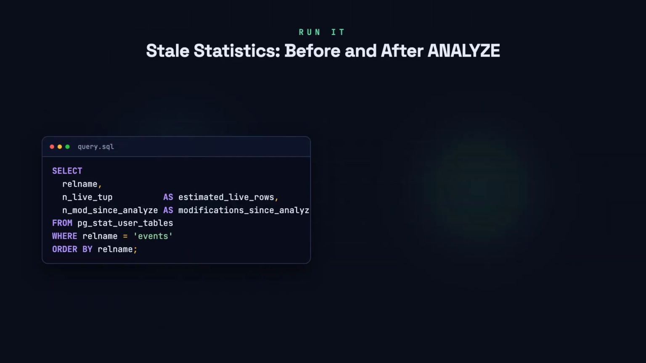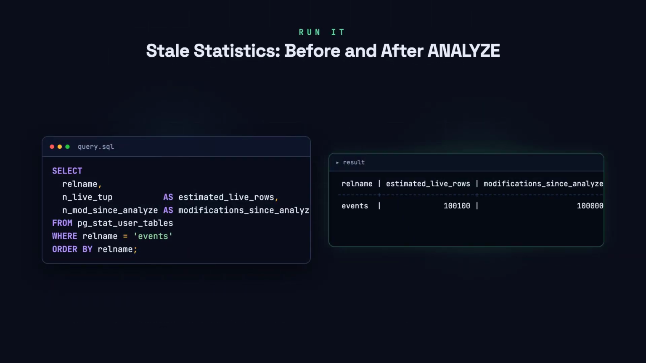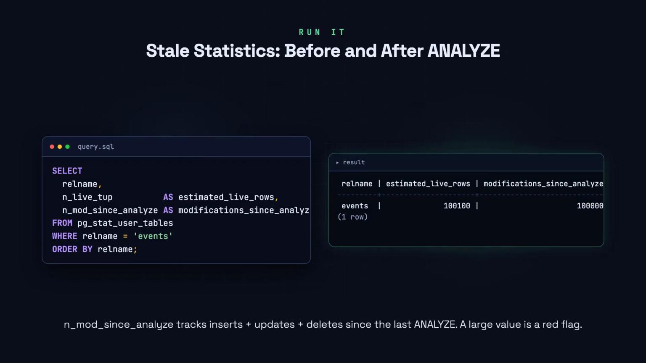We seeded 100 rows and ran analyze, then bulk inserted 99,000 more rows without reanalyzing. pg_stat_user_tables shows estimated live rows is still near 100, while modification since analyze is near 99,000. The planner is flying blind on the new data.